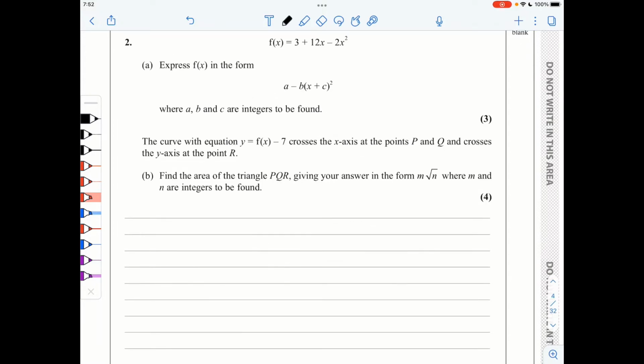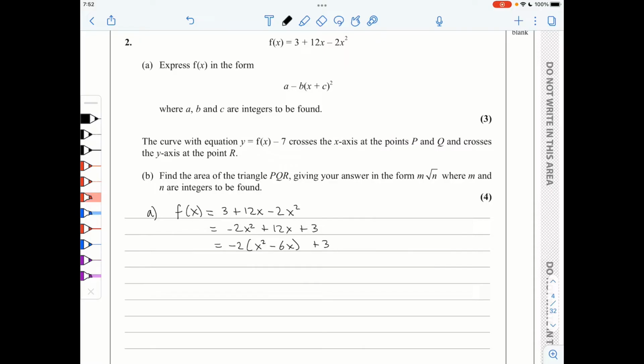In question 2, we're given f of x, a quadratic expression, and we need to put it in the form. So we need to complete the square. Actually, there are two approaches we could follow here. The first one is to start by writing f of x as 3 plus 12x minus 2x squared. I actually prefer to have the x squared term first, then the x term, and then the constant. And then I will force a factor of -2. So it's going to be -2 bracket x squared minus 6x, and the plus 3 stands outside the bracket.